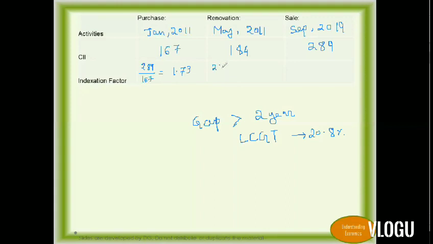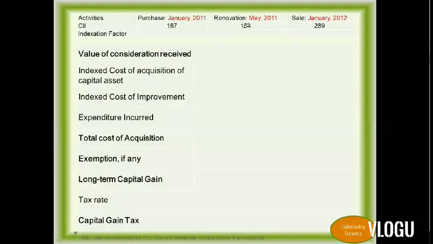The selling year's CII is 289 divided by the renovation year's CII, which is 184. So the indexation factor will be coming as 1.57. Now we will be moving to the values to calculate the capital gain. We have gathered the information: for the purchase, the indexation factor is 1.73, and for the renovation, the indexation factor is 1.57.